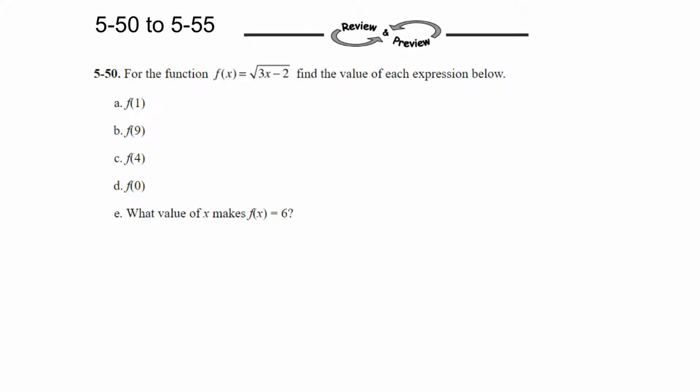Hello, welcome to questions 50 through 55 on chapter 5. Question 50, for the function f of x equals the square root of 3x minus 2, find the value of each expression below.